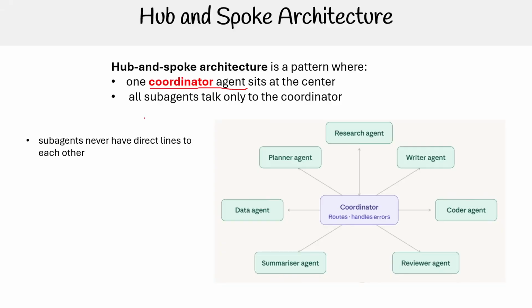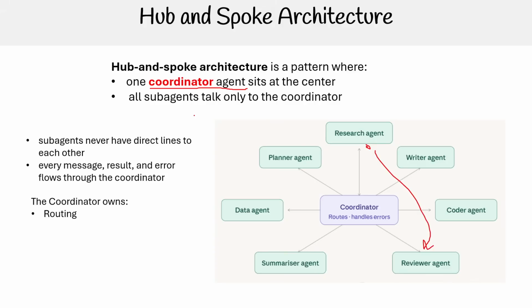Okay, so subagents never have direct lines to each other. So if you have a research agent over here, it cannot directly talk to the reviewer agent. It has to go through the coordinator. And so that is pretty clear. And the coordinator is going to own the routing. So it's going to decide how to route things.